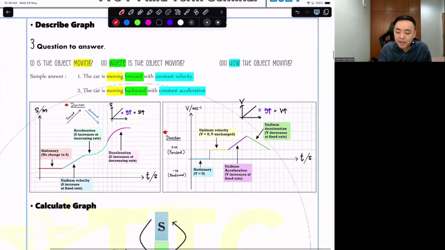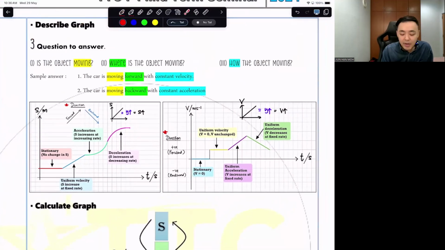Okay, now the next thing. Whenever they ask you to describe, let me tell you one thing. Remember this, always ask yourself 3 questions. What were the 3 questions? Number 1, ask of the object, is it moving or not? Second, where the object is moving. Third, how the object is moving.